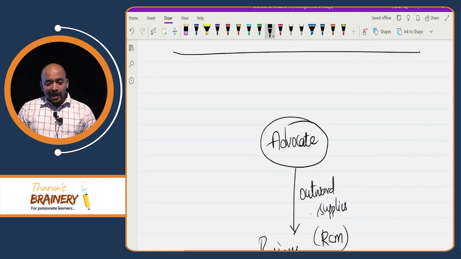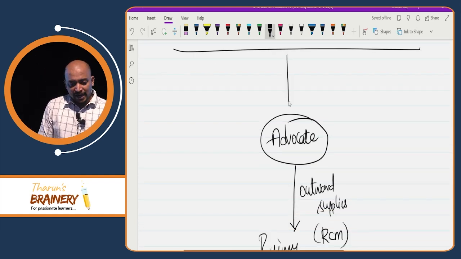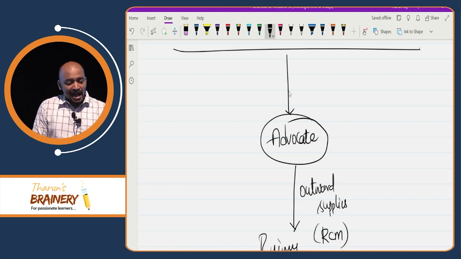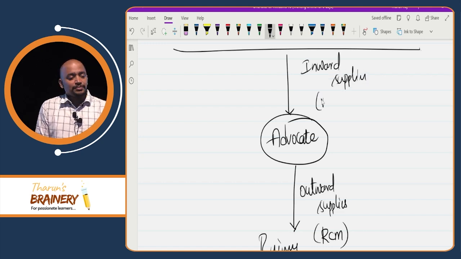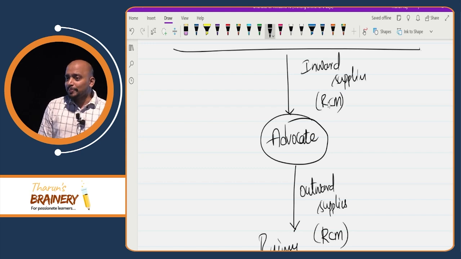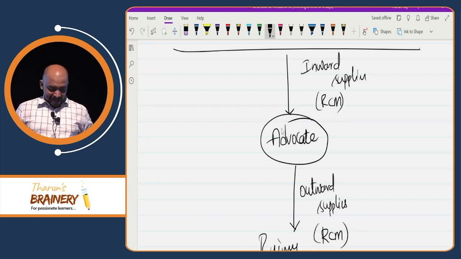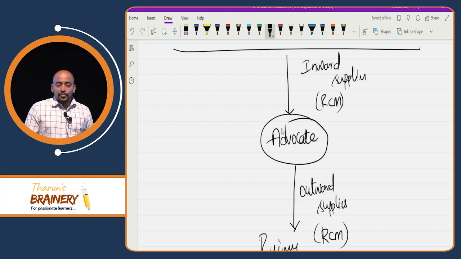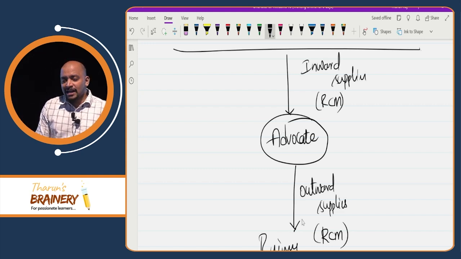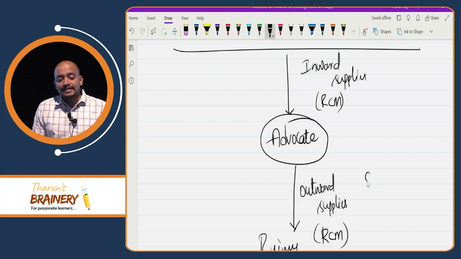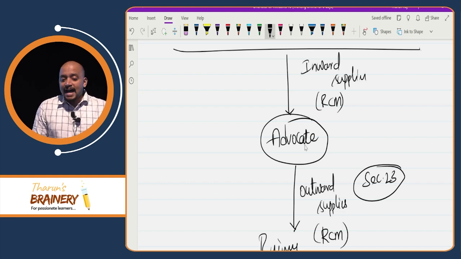Now, advocate is having some inward supplies, and that inward supplies is also covered under RCM. So, on this, who should pay GST? Advocate should pay GST. Now, as advocates' outward supplies are fully covered under RCM, they are exempted from registration under section 23. As they have inward supplies under RCM on which they need to pay GST under RCM.